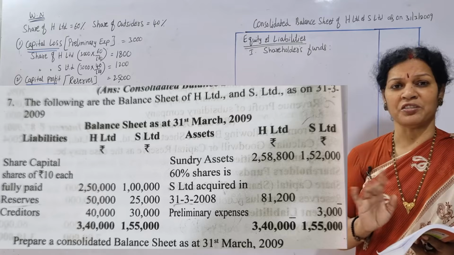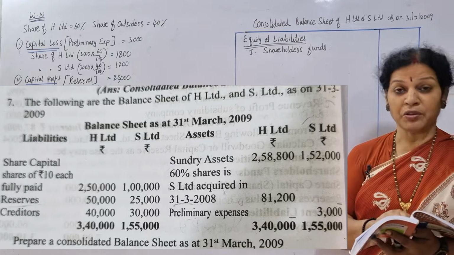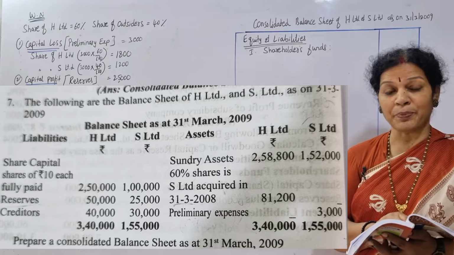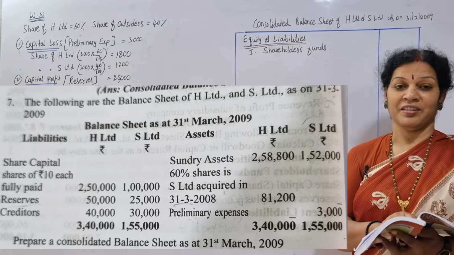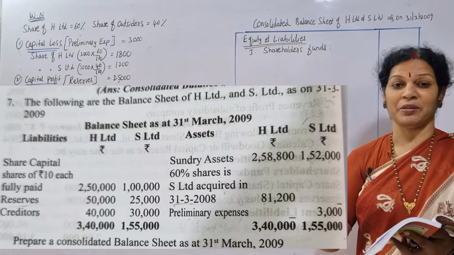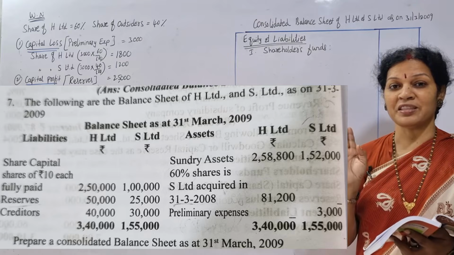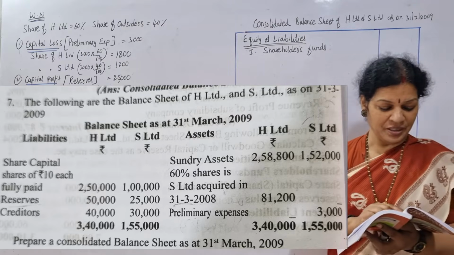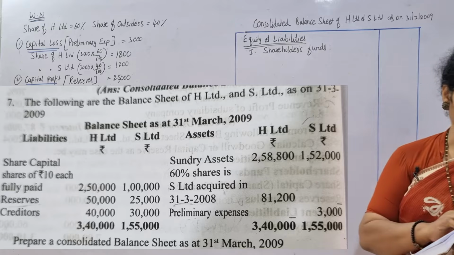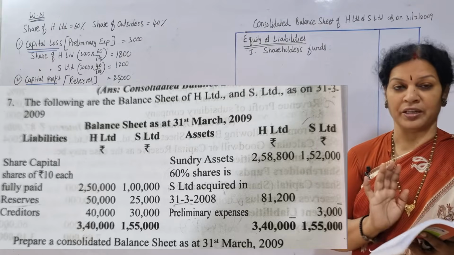Holding company's reserves we don't touch. Subsidiary company's reserve, what is the amount? 25,000. We consider it as capital profit. There is a capital loss. What is that capital loss? Preliminary expenses, capital loss. Now here the reserve of the subsidiary company is capital profit. Okay. Next, creditors are given. Prepare consolidated balance sheet as at 31st March 2009.